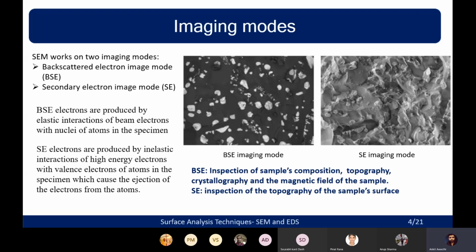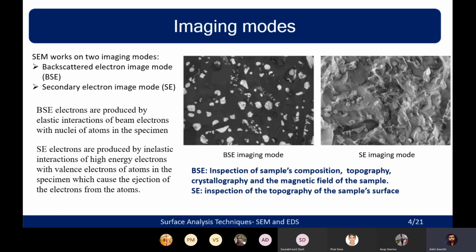But secondary electrons are generally produced by inelastic interactions of high energy electrons with valence electrons of atoms in the specimen, which causes the ejection of electrons from the atom. So actually these secondary electrons are the electrons which are coming out of the atom. Generally BSE is used for the analysis of the composition, topography, crystallography, and the magnetic field of the sample. But secondary electrons are generally used for the inspection of the topography of the sample surface.